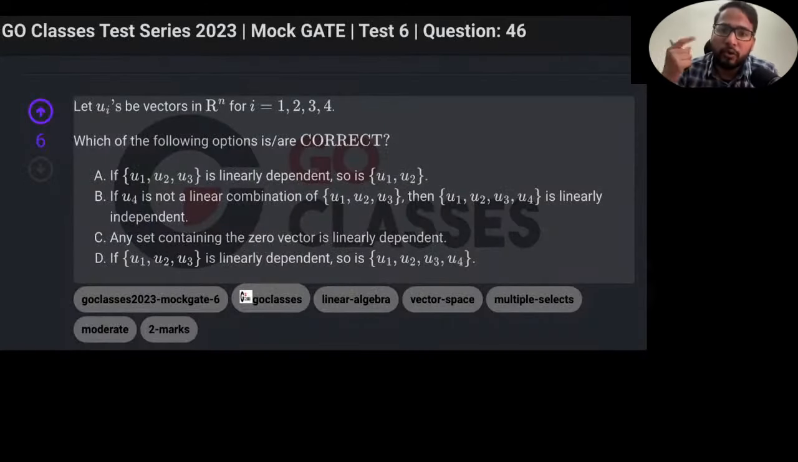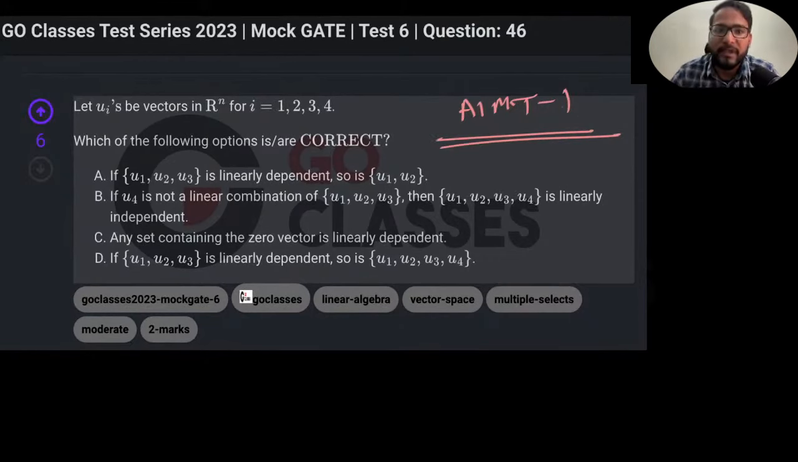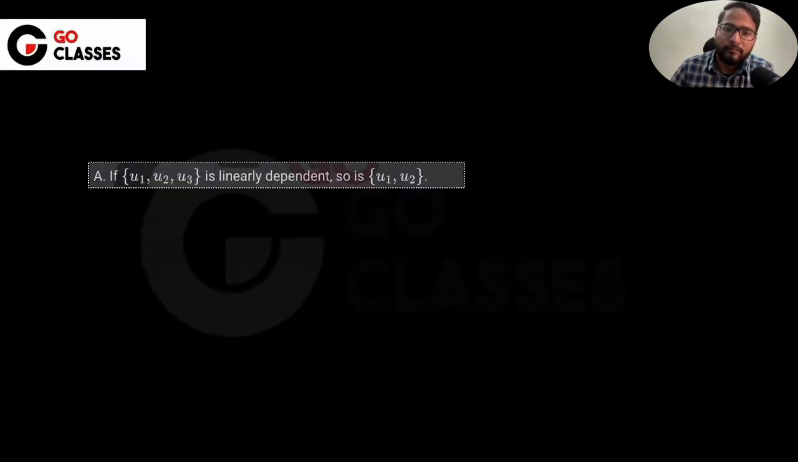Now, I think the time has come to solve AIMT previous questions. This is AIMT one question, the All India Mock Test from GO Classes. What they're asking: let Ui be vectors in R^n for i equal to 1 to 4. Which of the following options is or are correct? If U1, U2, U3 is linearly dependent, so is U1, U2. Let's pick each option one by one. What do you think?